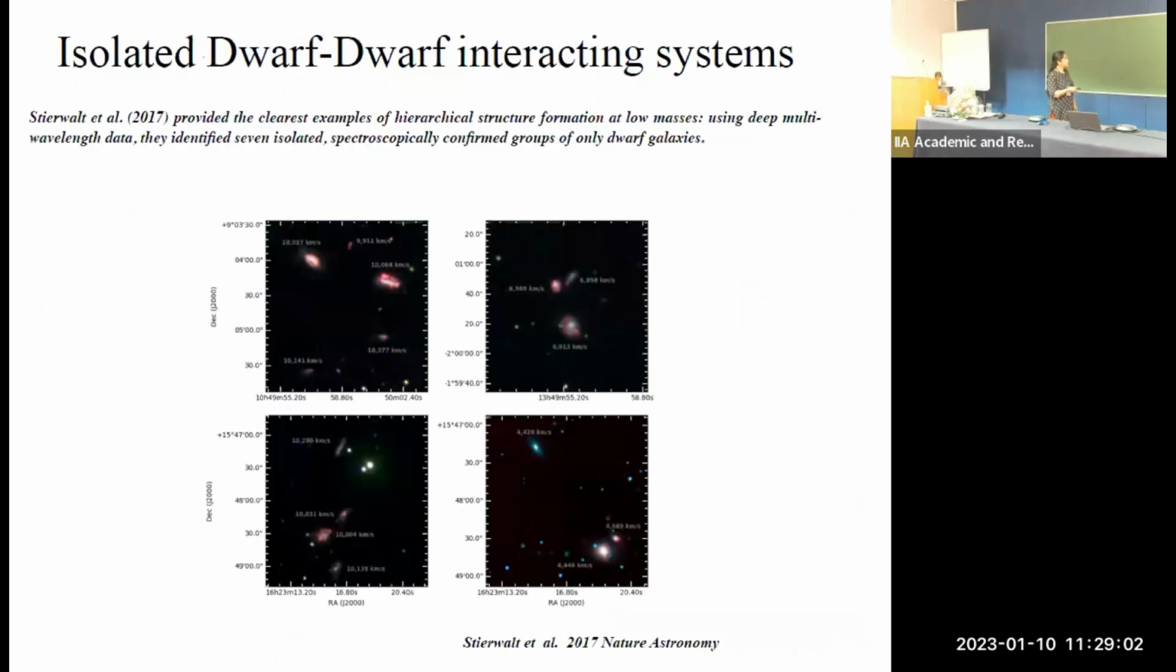Okay, but then there are isolated dwarf-dwarf interacting systems. Here, these people have found the clearest evidence of hierarchical structure formation at low masses using deep multi-wavelength data. This is from the Magellan telescope. They have identified 7 isolated, spectroscopically confirmed groups of dwarf galaxies. So they do exist, dwarf galaxies or groups which are in isolation from massive systems. The study of these kinds of systems is essential to understand the effect of dwarf interactions.